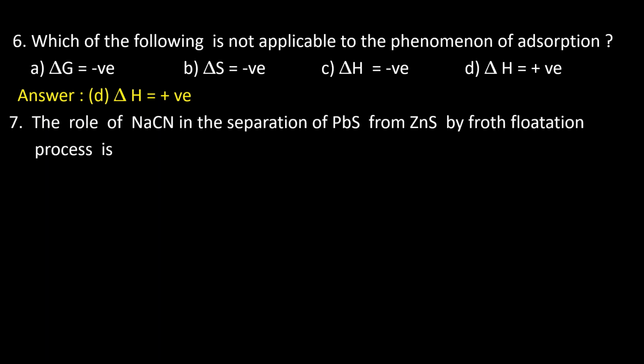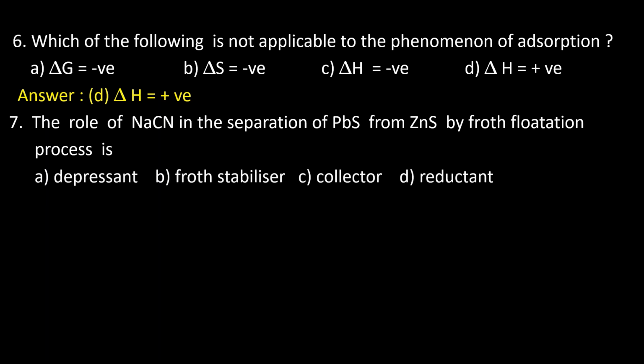Next, question number 7. The role of NaCN in the separation of PbS from ZnS by a froth flotation is: A. Depressant, B. Froth stabilizer, C. Collector, and D. Reductant. In this process, NaCN is used as a depressant in the separation of PbS from ZnS by a froth flotation process.